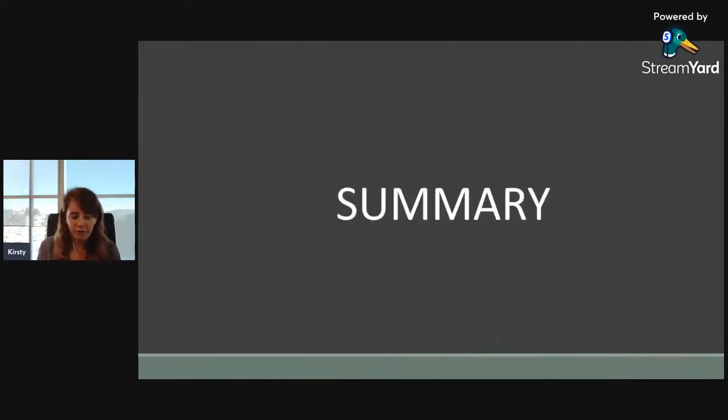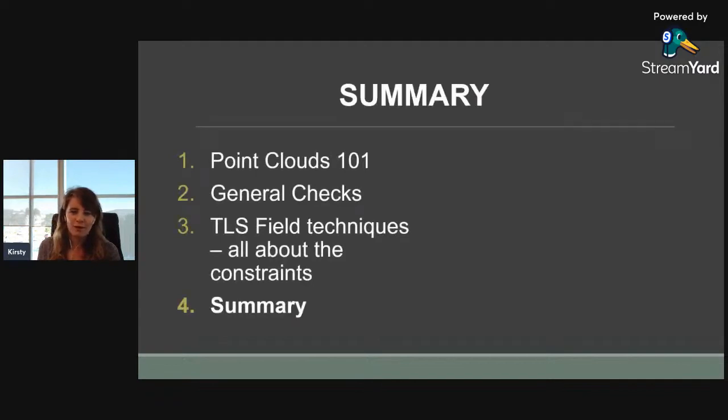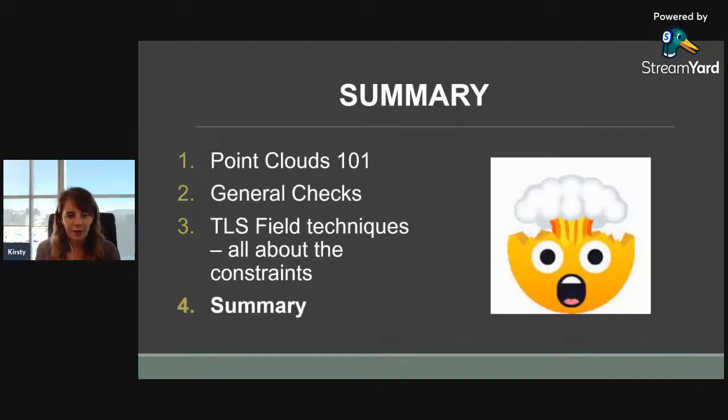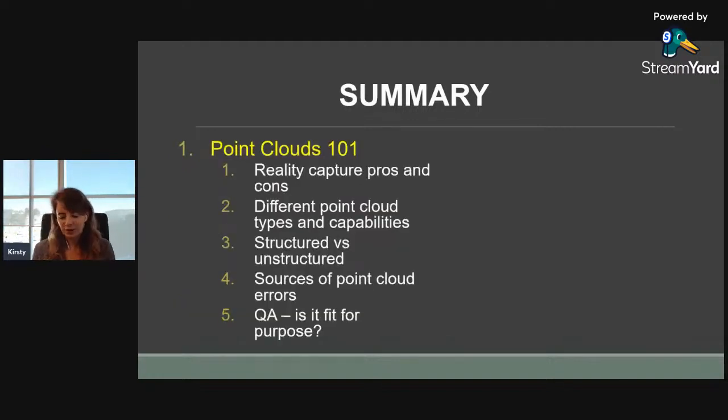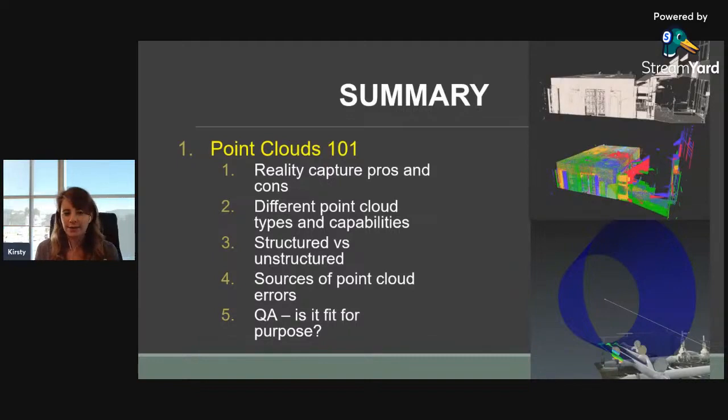So that was a lot of information. In summary, if you're still with me, laser scanning is just point and shoot. Sorry, I mean, not just point and shoot. So I'm just going to go over some of those principles again, just to summarize what we've looked at, because I understand if I've gone a bit far on some of that. But the key points that you really need to remember are, we've looked at some of the reality capture pros and cons. We've gone through different point cloud types and capabilities, some of the main ones that you might come across. We've looked at structured versus unstructured scans, some general sources of error beyond just those device specifications, and then finally thinking about whether your data is fit for purpose.